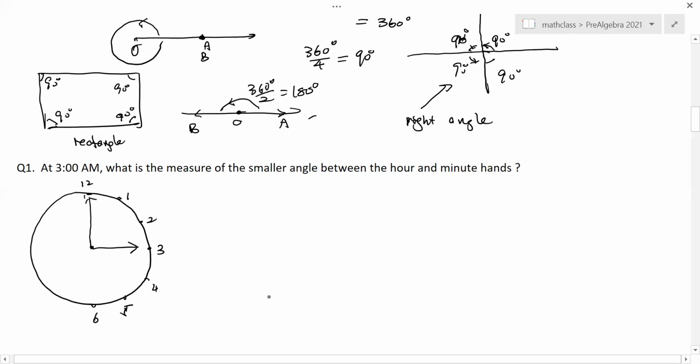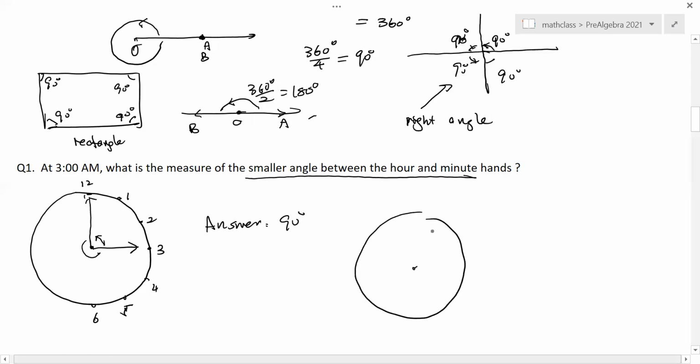So 3 o'clock is exactly a right angle, and clearly it's 90 degrees. So you see here to have the special measurement, the smaller angle between the hour hand and minute hand, because there are really 2 angles you can talk about. So the smaller one, clearly it's 90 degrees. So the answer is 90 degrees. Now think about the angle. That's one section. Let's see, 1, 2, 3. So one sector between 2 integers is going to be 90 degrees divided by 3, so 30 degrees each.